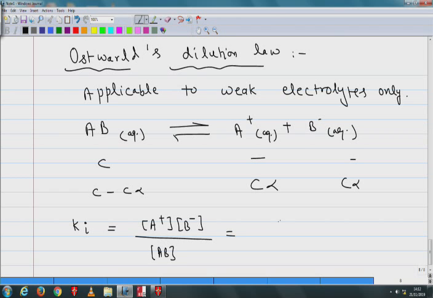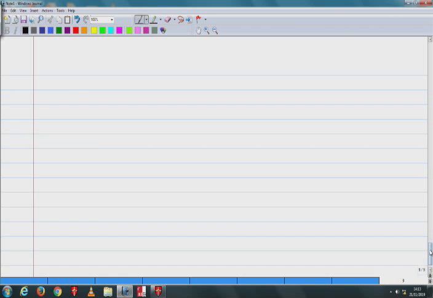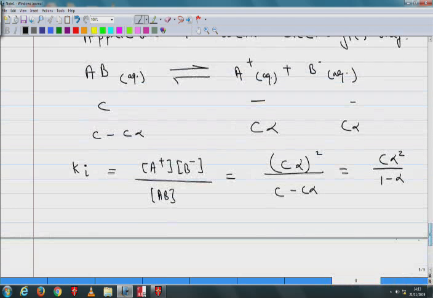Just put these values and you will get C alpha square upon C minus C alpha. When you solve that, you will get C alpha square upon 1 minus alpha. Now, what can I conclude? That Ki would be equal to C alpha square upon 1 minus alpha.